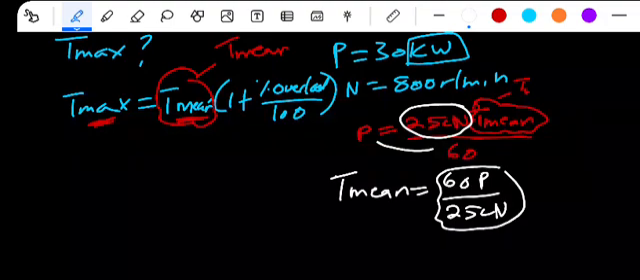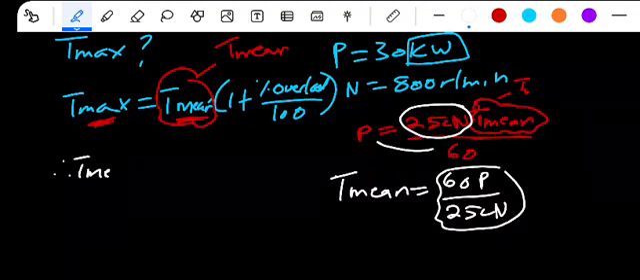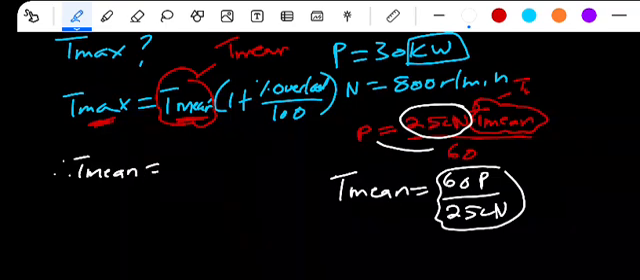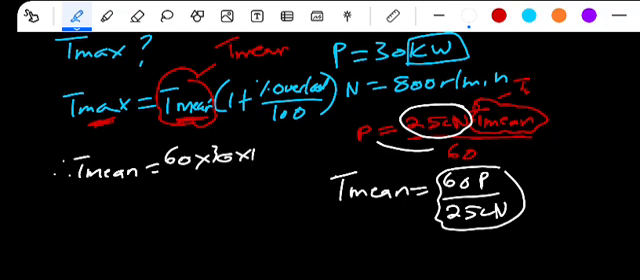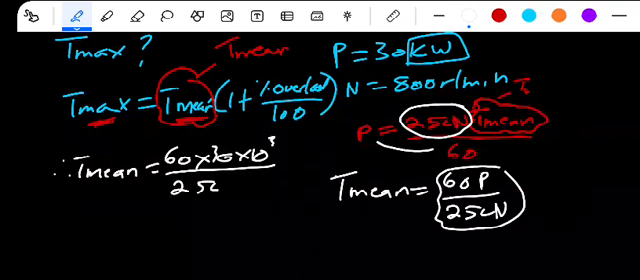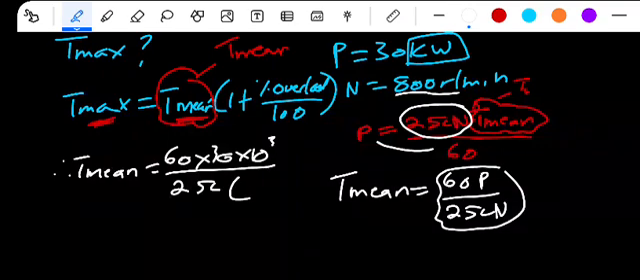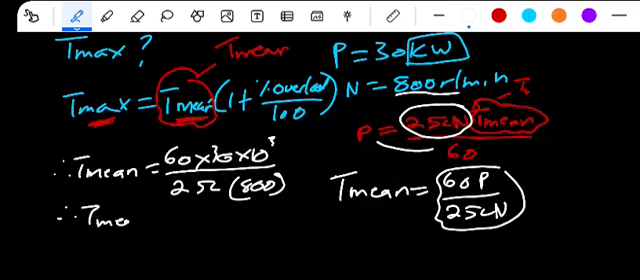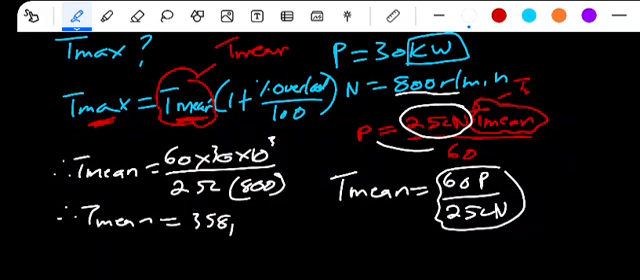So we can substitute. T mean will be equal to 60 times the power we are given, which is 30 times 10 to the power of 3, since it's in kilowatts, divided by 2 pi n. Here n is 800. Punching our calculator, we get that our T mean is 358.1 Newton meter. So that is our T mean.